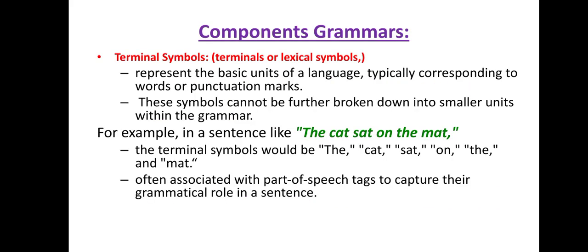The PSG consists of ingredients like terminal symbols. Any grammar we have discussed consists of four tuples: terminal symbols, non-terminal symbols, production rules, and the starting symbol. If any clarification is required, just see my previous video about the contents of the grammar, according to Noam Chomsky.